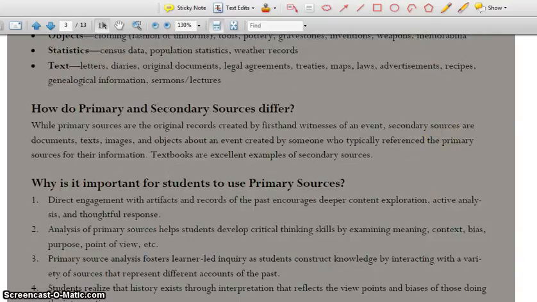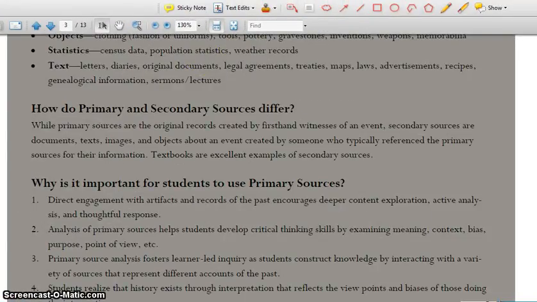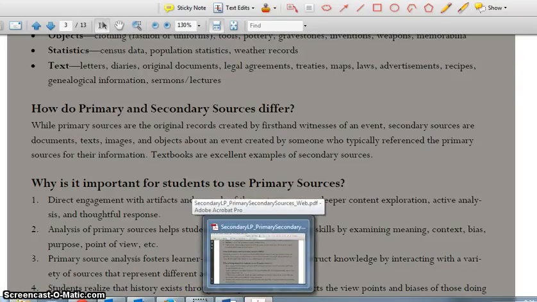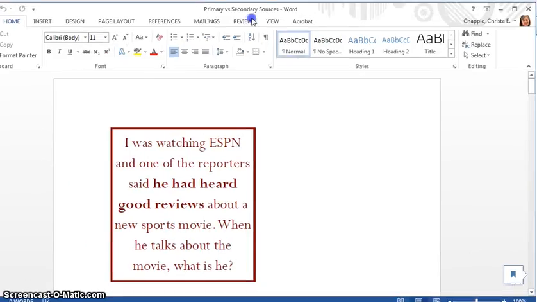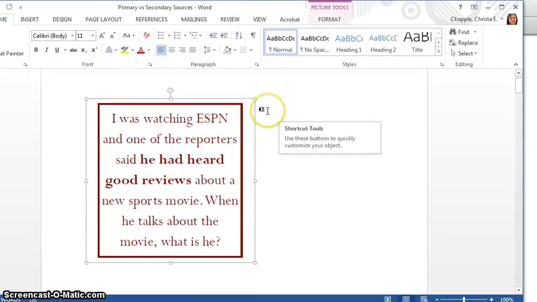Okay, so what we're going to do now is go over some examples and we're going to see if you can guess which it is. Okay, so the first example, I was watching ESPN and one of the reporters said he had heard good reviews about a new sports movie. When he talks about the movie, what is he? Is he a primary source or a secondary source? And you can see bolded here, kind of gives you a clue.